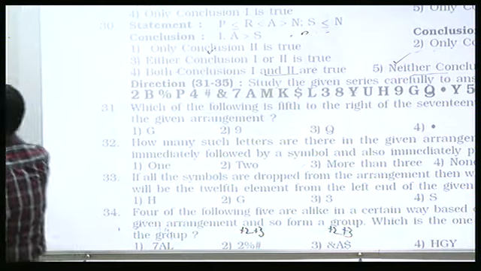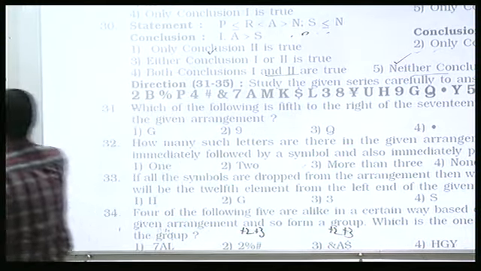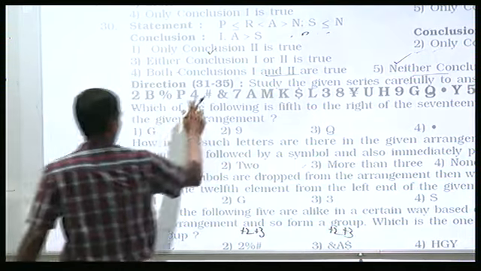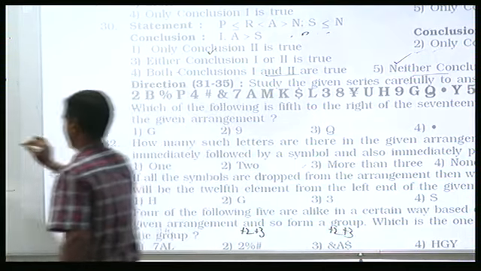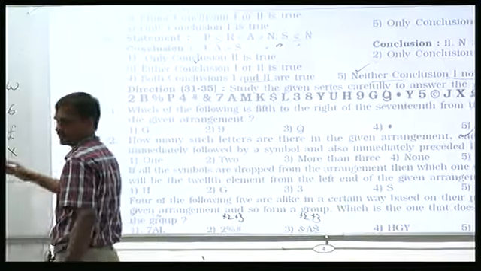What are the first elements here? 2 and 4. How many elements are we moving forward? 1, 2, 3, 4 plus 4. And 4 and A, 1, 2, 3, 4 plus 4. A and L, 1, 2, 3, 4 plus 4. First letters divided by 4, 4, 4.